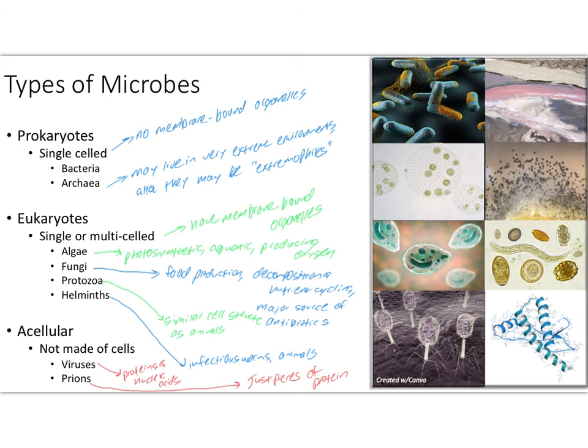There are two types of prokaryotes, bacteria and archaea. Four types of eukaryotes that we study in this class. Remember, there are different types of eukaryotes that are studied in different classes, but in this class there are four types: the algae, the fungi, the protozoa, and the helminths. And then there are two types of acellular microbes, the viruses and the prions. And we will go into a lot of detail about each of these in future lectures.